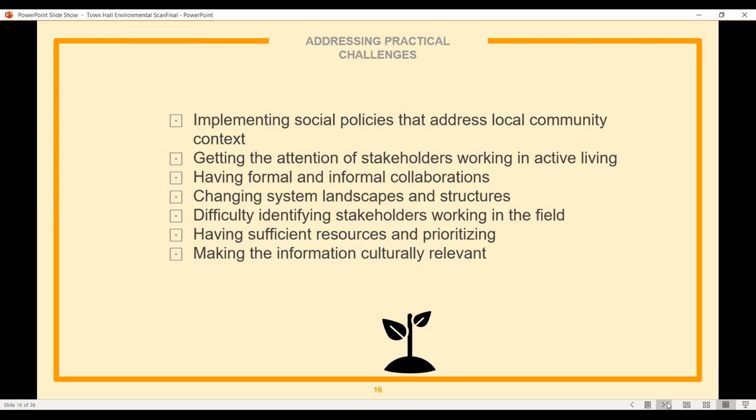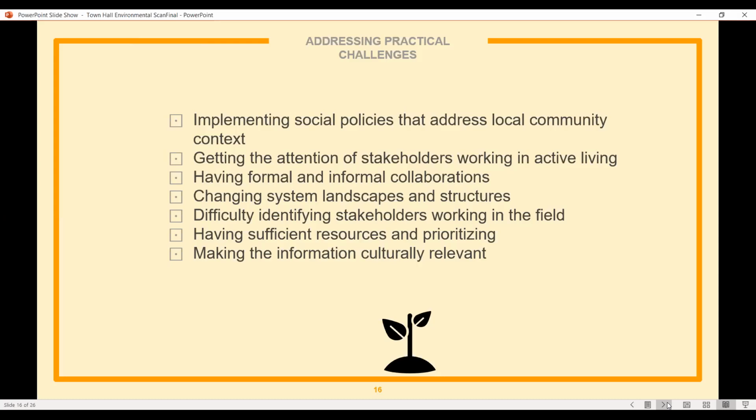And it was suggested that it would be important to get the attention of stakeholders working in active living. The reason that was mentioned is that people working in active living may not necessarily always think about preventing falls because it's just not the lens that they're looking at, and maybe those connections need to be made a little bit stronger and more official.